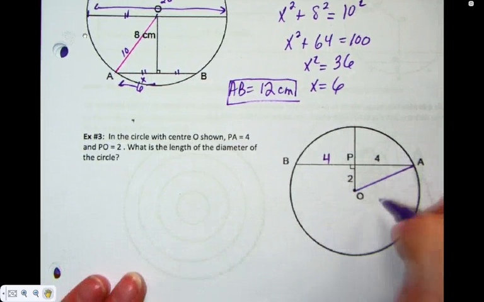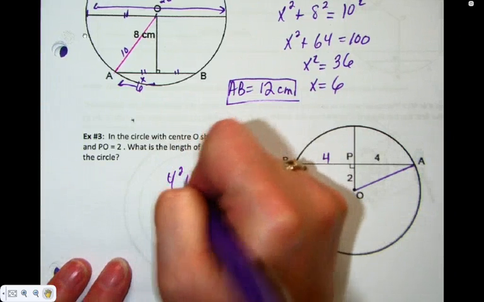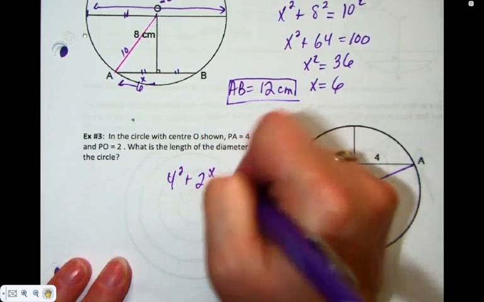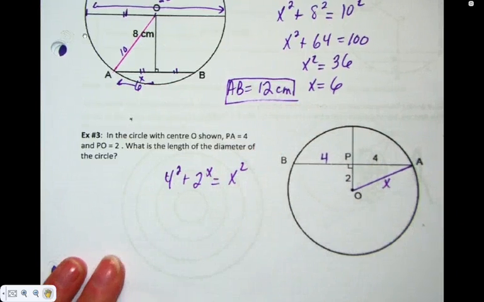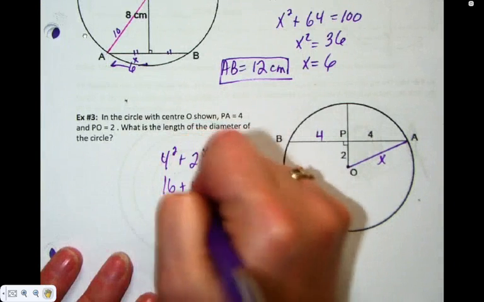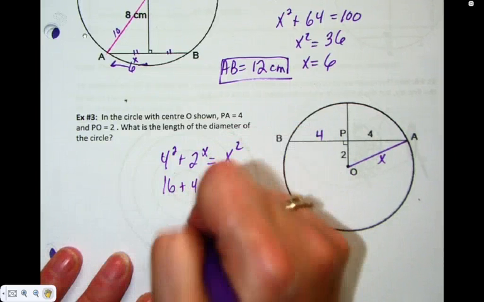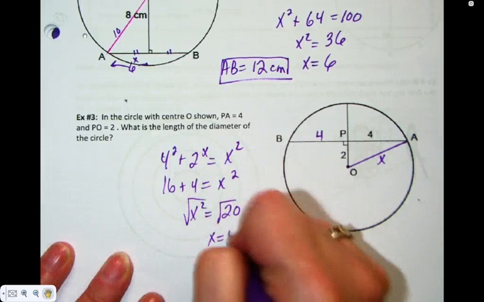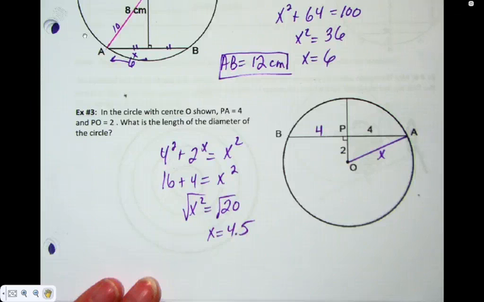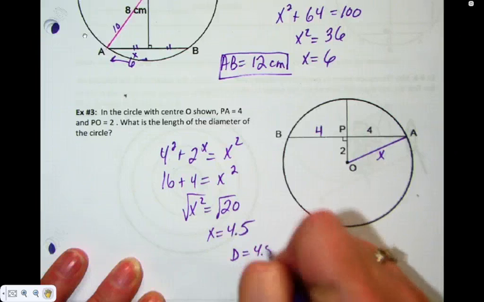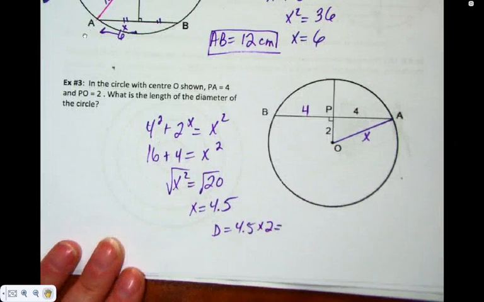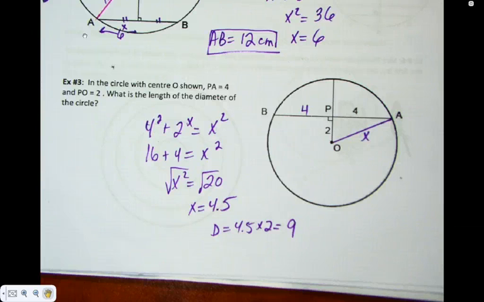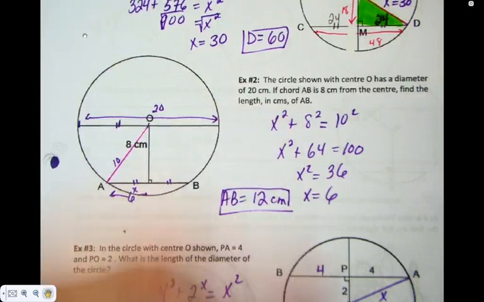Now you go 4 squared plus 2 squared. This is x squared and O to A is x. 16 plus 4 equals x squared. 20 equals x squared. 4.5. Confirm 4.5. And then multiply by 2. Why? Because it's only half of the diameter. 9. We've got an answer of 9. Awesome. Questions so far? Do you see the similarity so far?